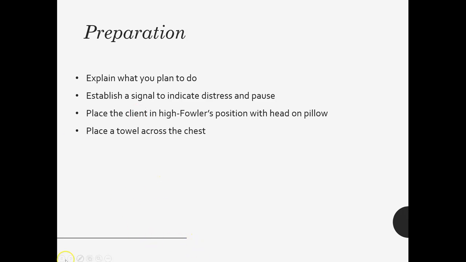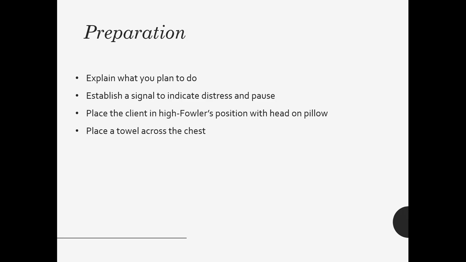Okay, so for preparation, you're going to, as always, explain what you're going to do. You're going to make sure they're okay with it and they understand why they're getting it and what to expect during the procedure. So I would tell them that it's going to be pretty uncomfortable.